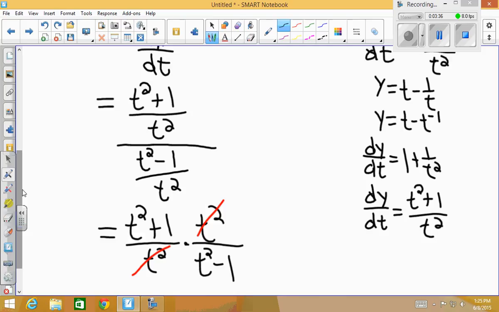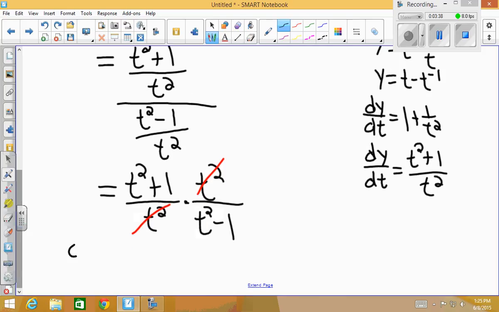So we finish with the derivative of y with respect to x is equal to t squared plus 1 divided by t squared minus 1. And we may think that we can factor some things, but unfortunately t squared plus 1 does not factor over the real numbers. And so we're simply left with our derivative of y with respect to x being t squared plus 1 divided by t squared minus 1.